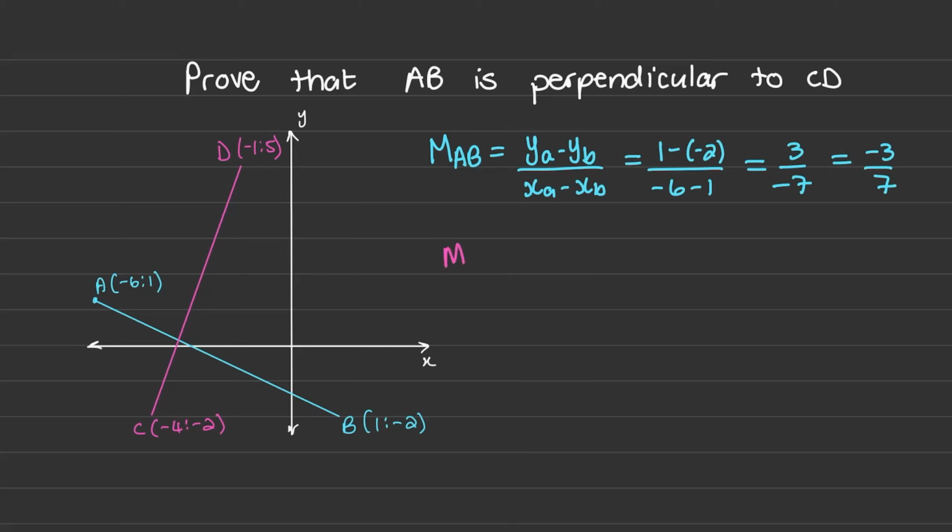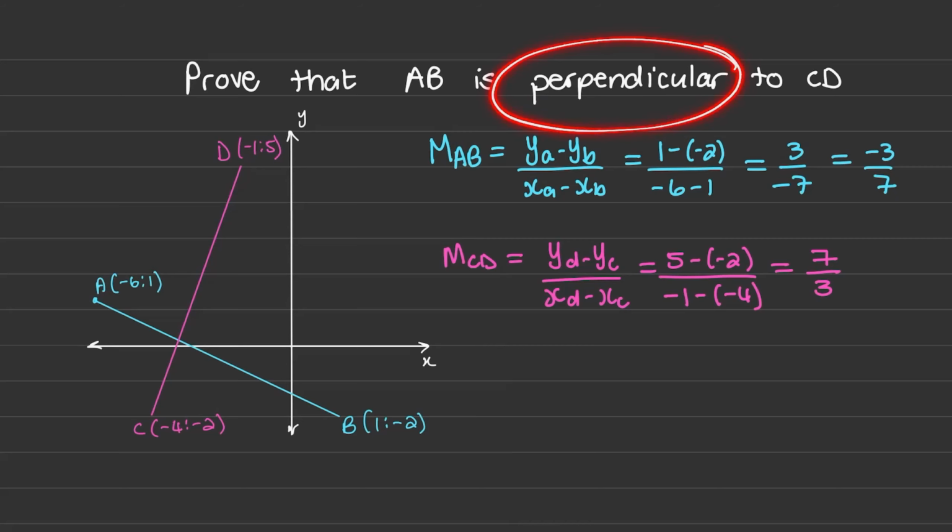Next, we'll find the gradient of line CD. So it's again the difference of y's over the difference of x's. And if I substitute, I have 5 minus negative 2 over negative 1 minus negative 4. And if I simplify, that is 7 over 3.